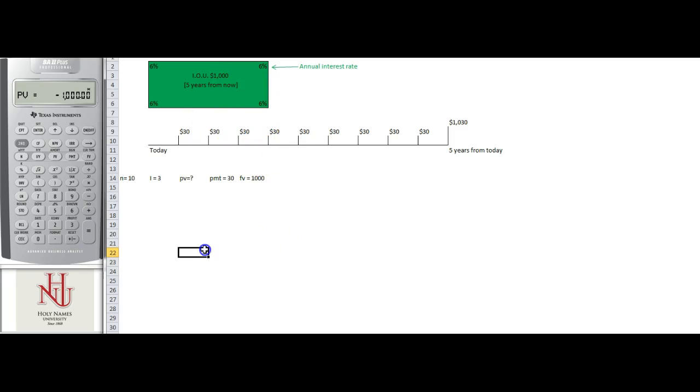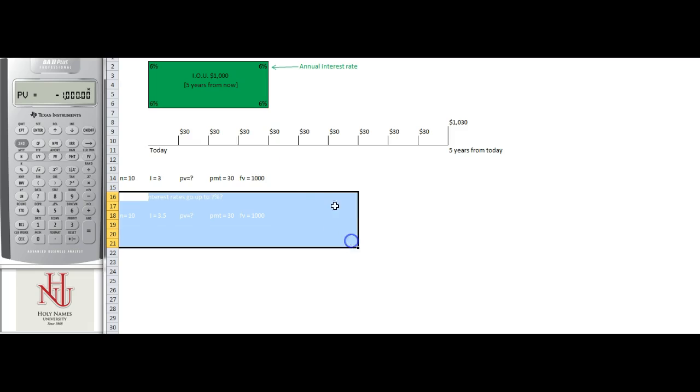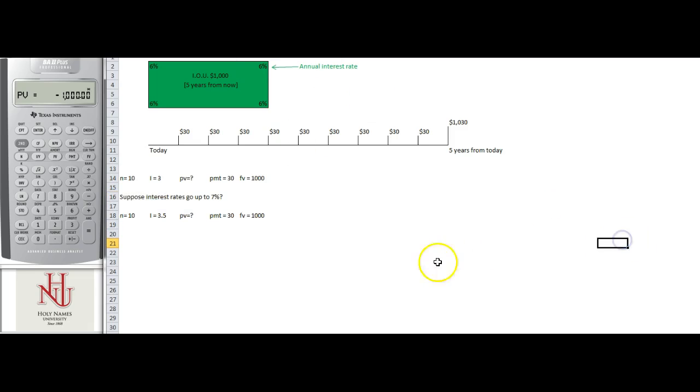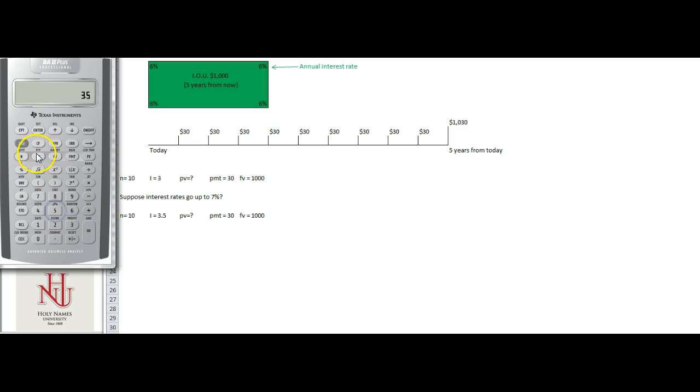What happens if interest rates go up? Well, as you may already know, if interest rates go up, bond prices go down. So this is my one exception to always clearing the time value menu. Let's leave everything the way it is because we know it's right, and let's just change the interest rate. Let's pretend interest rates have gone up 100 basis points to 7%. So the only thing we have to change is I, to 3.5.